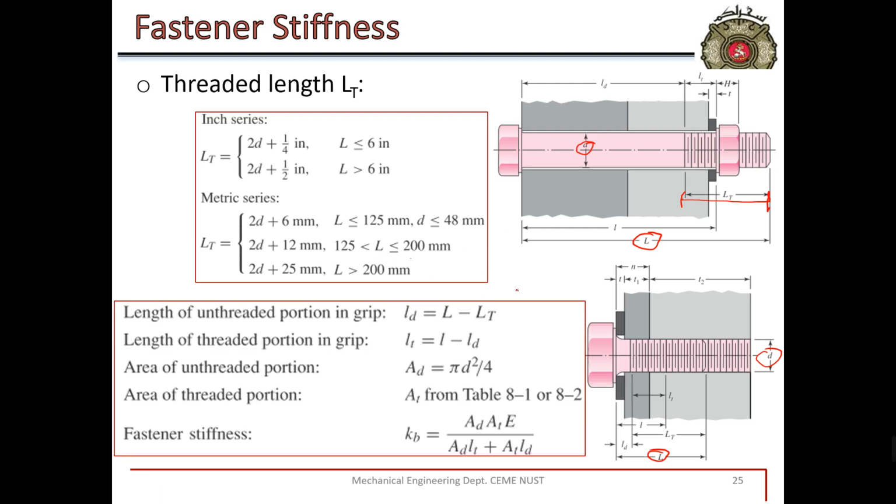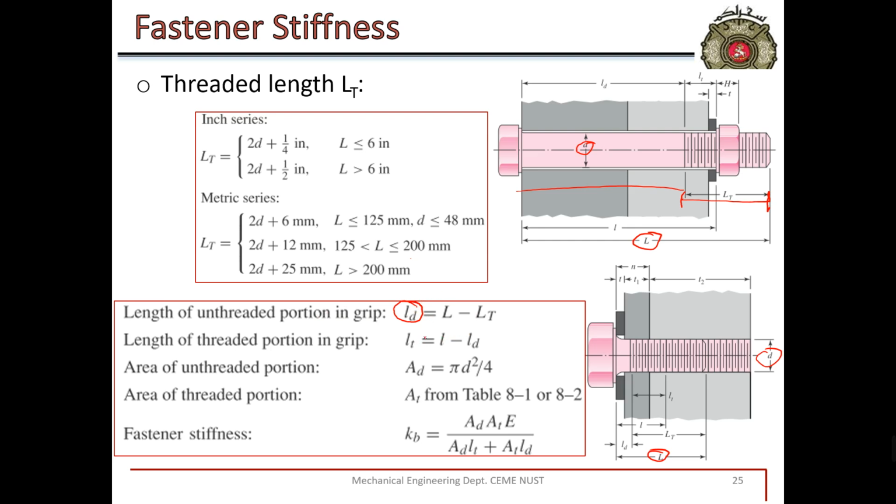Once we have LT, we know the total length. This is the total length, this is LT. The remaining length will give us LD. Why is it small? Because it is in between the nut and bolt head. In this region, we have taken all the variables as small. This is the length of the unthreaded portion.